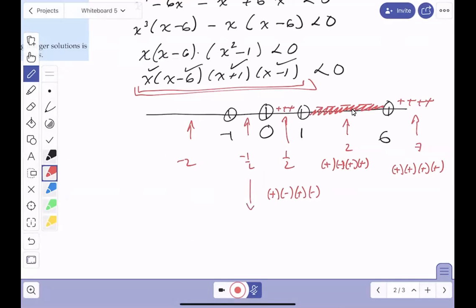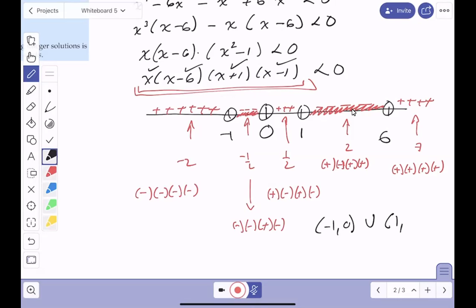Let's try minus 1/2. What do you get? Minus, minus, plus, minus. What does that give you? Negative. Let me shade that in. Let's try minus 2. You get negative, negative, negative, negative. Overall, it's positive. I would not shade that in. Now, if I were writing this down in Math 119, my answer now would be, well, minus 1 to 0, union 1 to 6. And I'd put a box on it and call it a day.